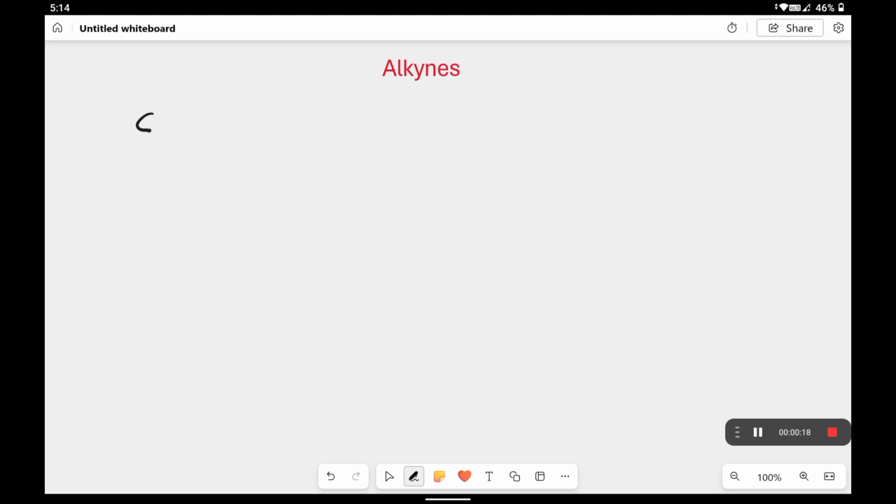Alkynes are the compounds containing the C triple bond C. The compounds containing C triple bond C are called alkynes. Usually, in nomenclature, we use the suffix -yne. Okay, alkynes.